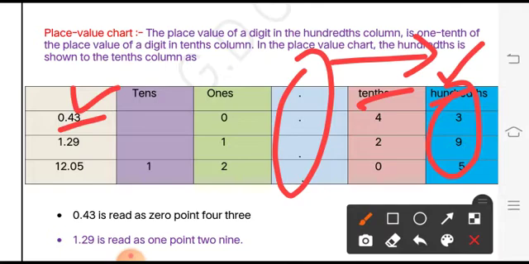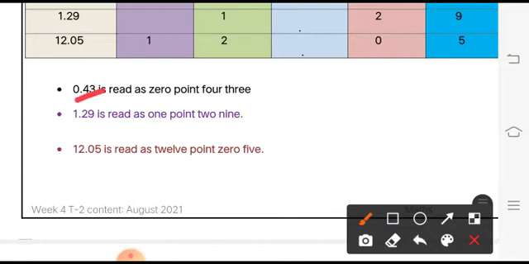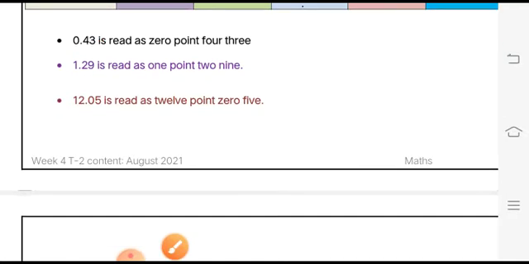And when we read a decimal number, the digits after the decimal are read separately. So we read it as zero point four three. Likewise, we have this 1.29. It's not one point twenty-nine, it's one point two nine. Likewise, the digits after the decimal are read separately.